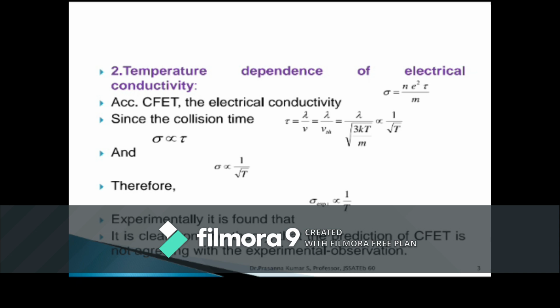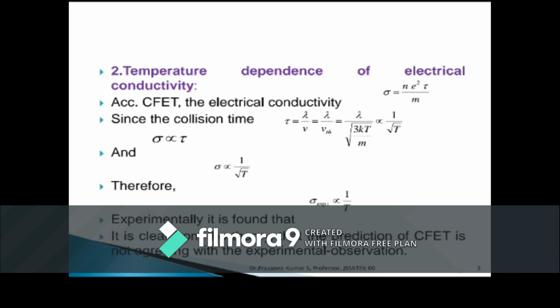Therefore, there is a difference. This difference cannot be explained. The experimental observation of proportionality to 1/T cannot be explained by classical free electron theory. Therefore, this is another failure of classical free electron theory. So, the second failure is that it is not able to explain the temperature dependence of electrical conductivity. According to classical free electron theory, conductivity is inversely proportional to root of T, but experimentally it is observed to be proportional to 1/T. It is not 1/√T.